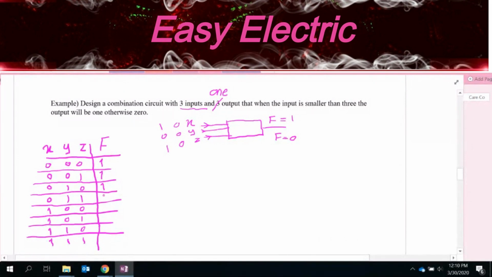Should be 0. Okay, so based on what we want to design, it's just say 3 inputs, whenever the input is smaller than 3. So that means that 3 still should be 0, right? And the others, which is definitely greater than 3, should be 0. Okay, so you complete actually the truth table of your circuit.